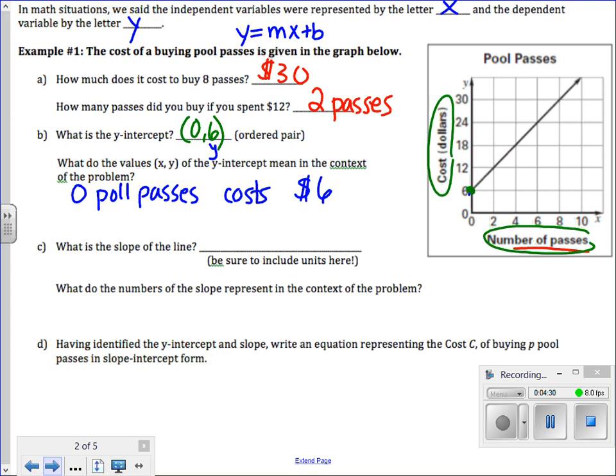Now let's talk about the slope of the line. Remember, slope is rise over run.